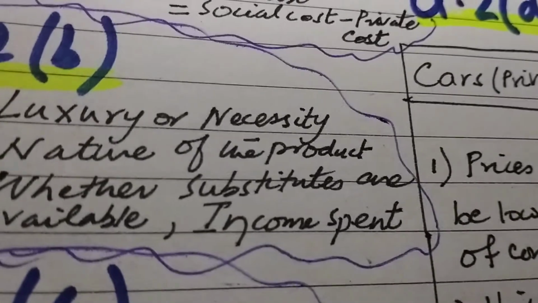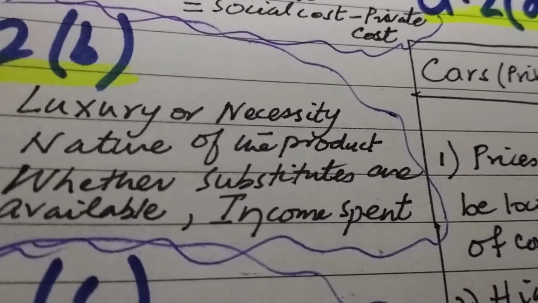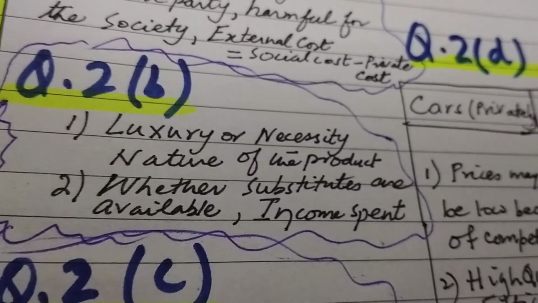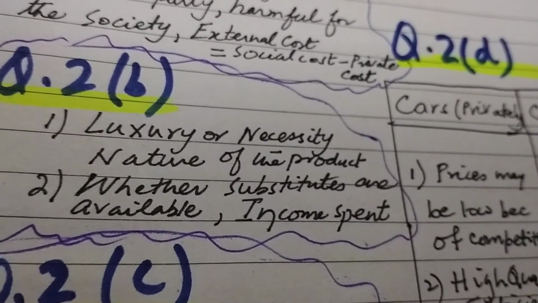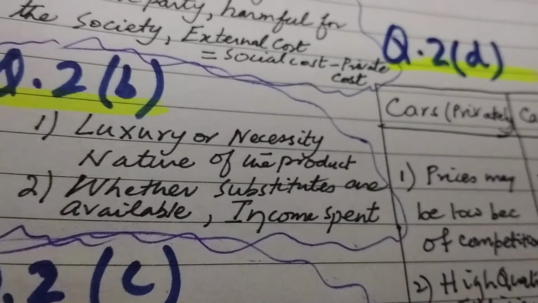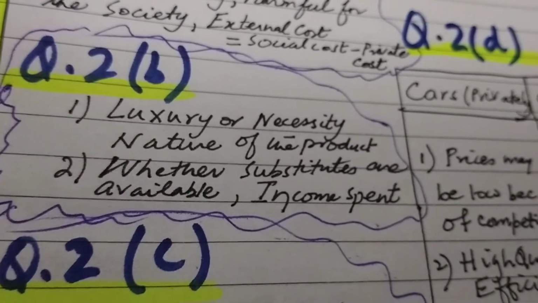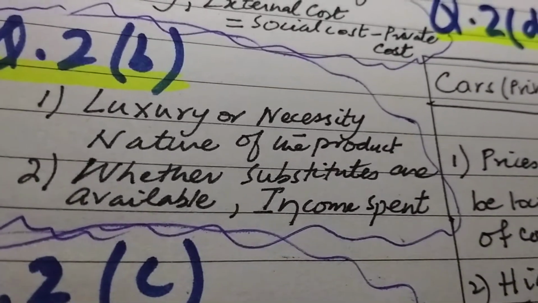Another factor, the extra factor I have written over here, is income spent on the product. So if there is a question coming on elasticity, and in later stages we'll discuss that point also.